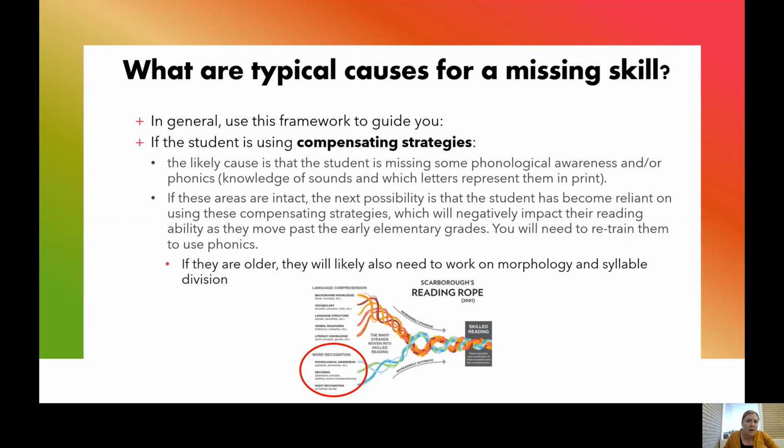If these two areas are intact and not the cause for a reading struggle, the next possibility is that the student has become reliant on their compensating strategies, likely because they have found them effective in the past, and even though they are no longer working, they haven't developed strong decoding skills to use while they were using those compensating strategies. So these students need to be retrained to use phonics, and as they grow, they will also need to learn about syllables and morphology.